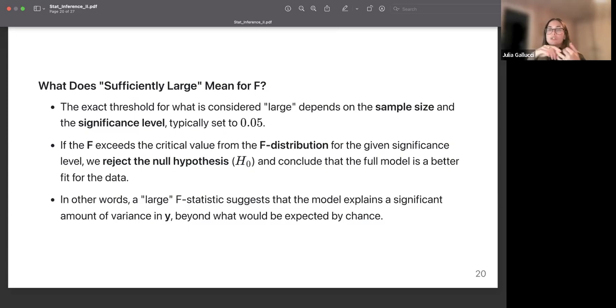Also, significance level. So typically, once again, we set our significance level to 0.05, which means that we're willing to accept a 5% chance of a false positive. So if the calculated F statistic exceeds this threshold or this critical value from the F distribution, this would give us enough evidence to reject the null hypothesis. And this means that we have evidence to support the conclusion that the full model, which includes our predictors, is a better fit for the data than a model with no predictors at all and just the intercept.